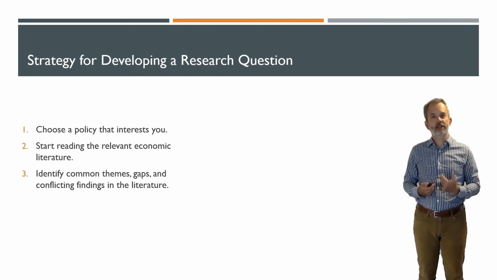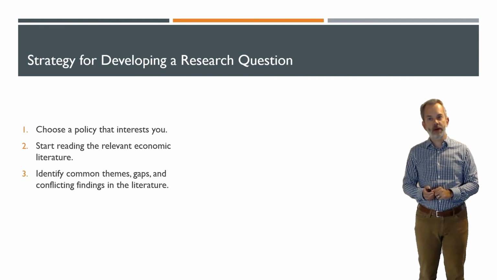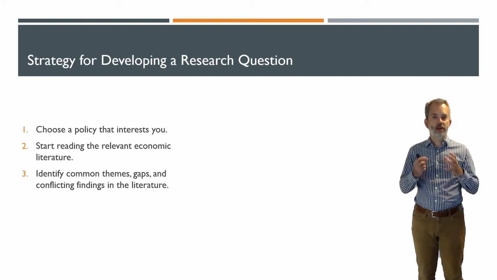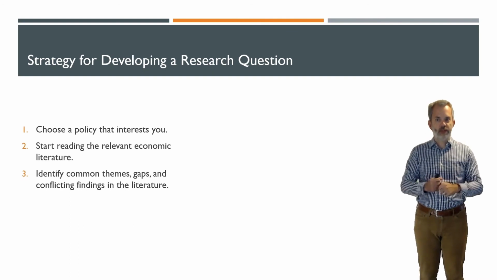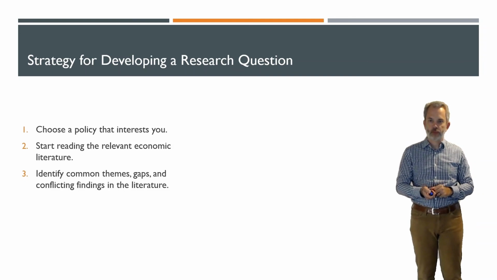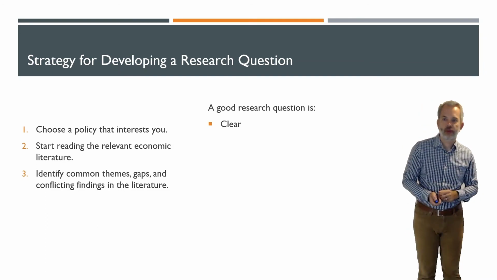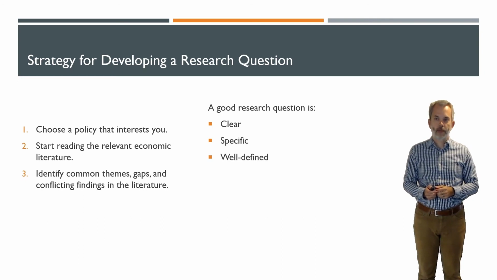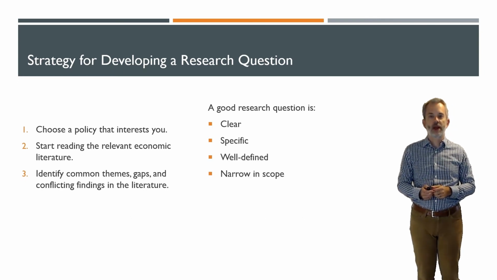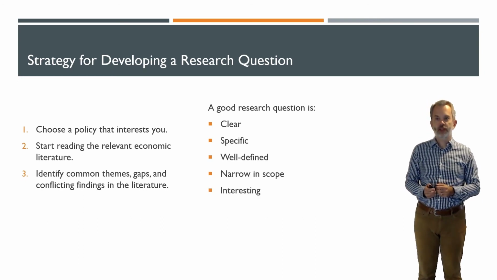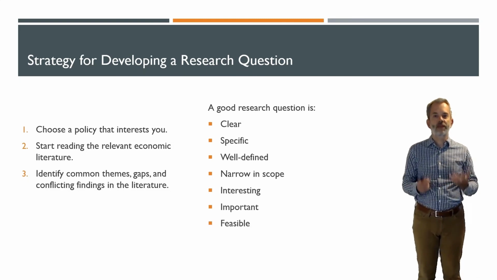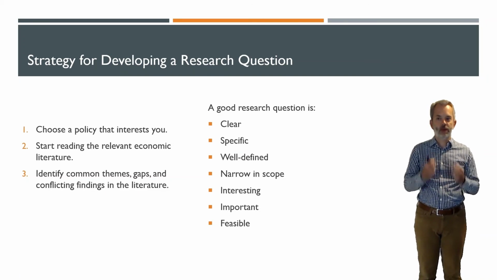So if you remember back to the first week of class when I talked about writing a paper, one of the things I said was that a hole in the literature is a very useful way to conclude that you have a good research question. Now, what makes a good research question is it must be clear, specific, well-defined, narrow in scope, interesting, important, and feasible. So I want to focus in on clear, specific, well-defined, and narrow in scope.